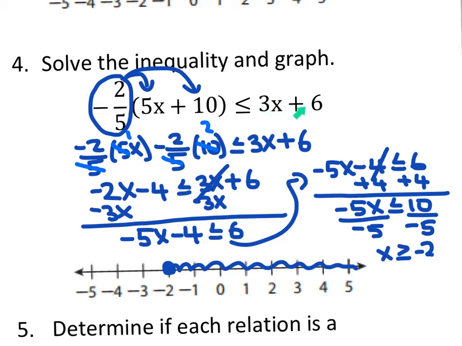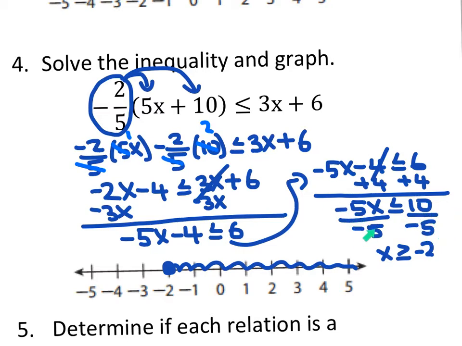Then you have your 3x plus 6. We're subtracting 3x from both sides. That'll give us negative 5x here, and negative 4, and less than or equal to, and the 6. Now we're going to add 4 to both sides. We end up with negative 5x and negative 5, and 6 plus 4 is 10. We're going to divide by negative 5 to cancel the negative 5, and what you do to one side, you do to the other, so we're dividing by 5 here too.